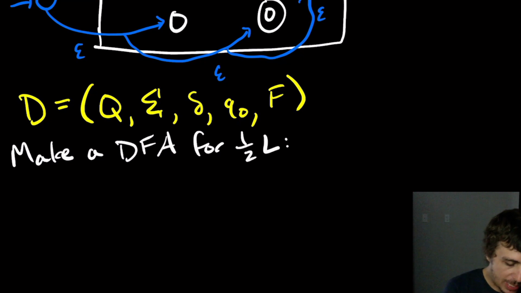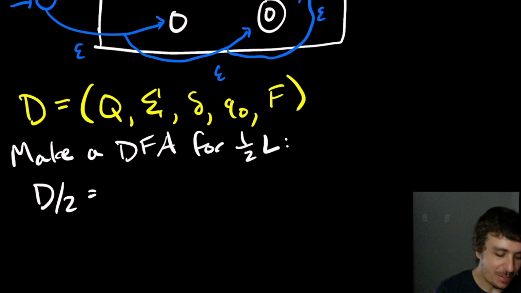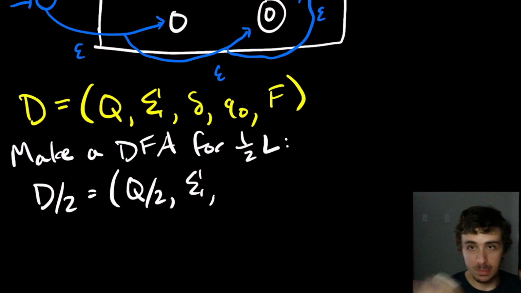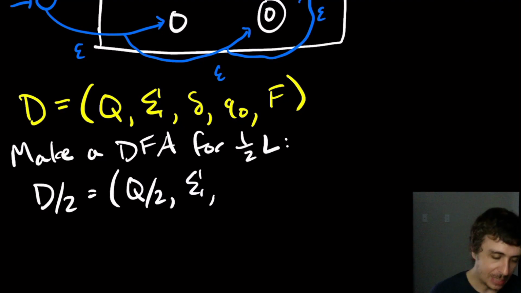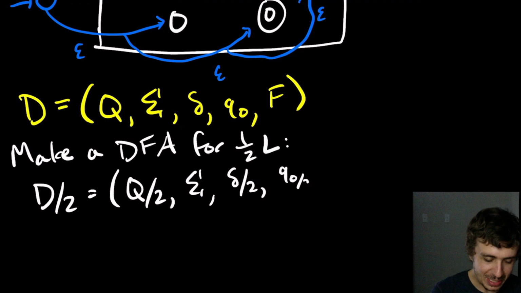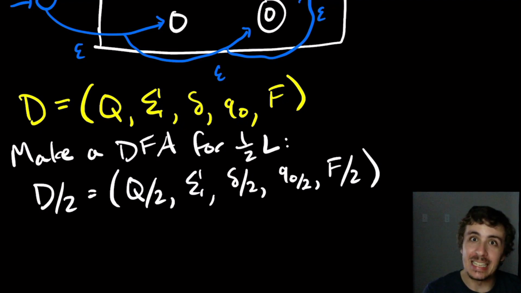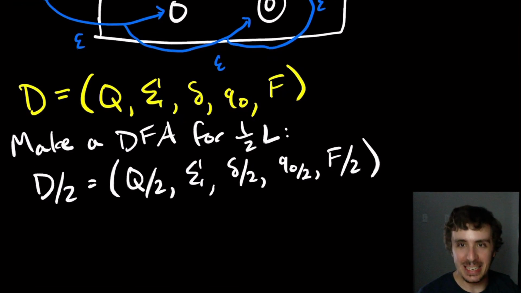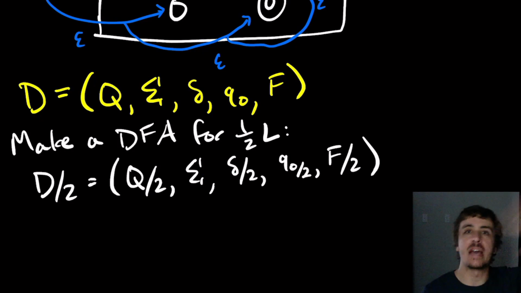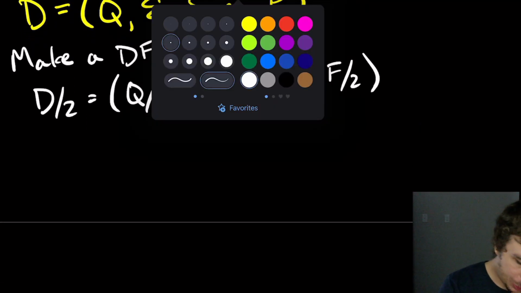For the half language, I'm going to call it D over 2. That's the name of the machine. I'm going to call its states Q over 2. Same alphabet, because we're accepting strings over the same alphabet. It's just different strings, but it's the same alphabet. Transition function, delta over 2. Okay, this is starting to get a little silly, but F over 2. I'm not literally dividing the set by a number, it's just the name of the set, so that we can distinguish between the original DFA and this one.